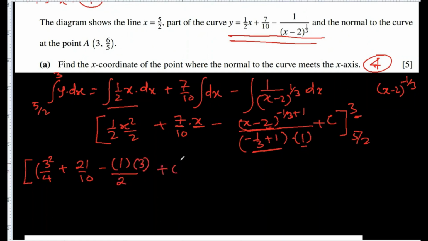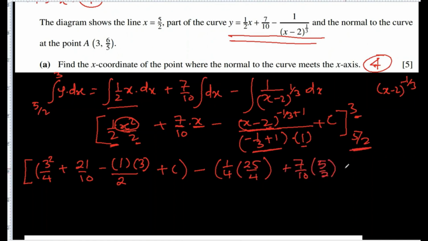Plus c, minus. We substitute 5 over 2 now. So 5 over 2 square will be 25. Let me write here 1 over 4 is already there. 1 over 4, right? And then we'll get 25 over 4. 5 over 2 square will be 25 over 4 plus 7 over 10, and x is 5 over 2 minus, 5 over 2 minus 2 to the power minus 1/3 plus 1 is 2/3 over 2/3 plus c.